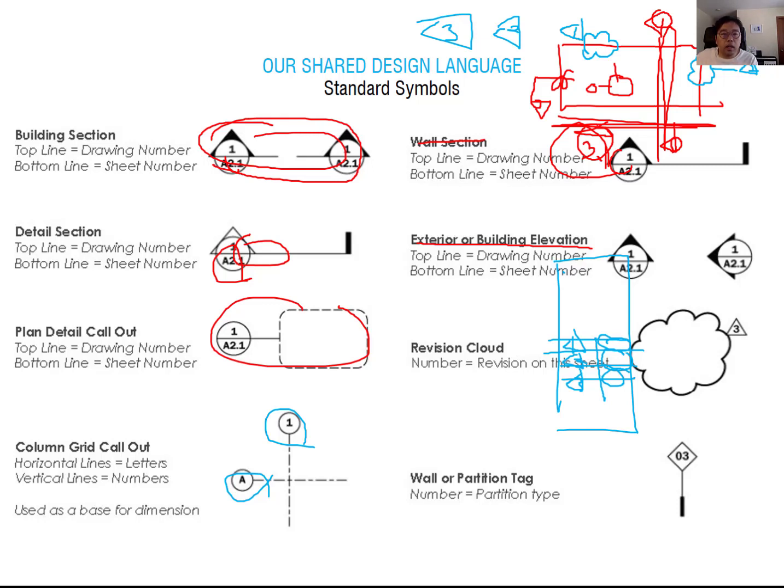Okay, and then the wall tag here. When you want to detail out your wall, you have to include this one. It makes it easy for people to find out how your wall is assembled together and what kind of material is used for this wall.